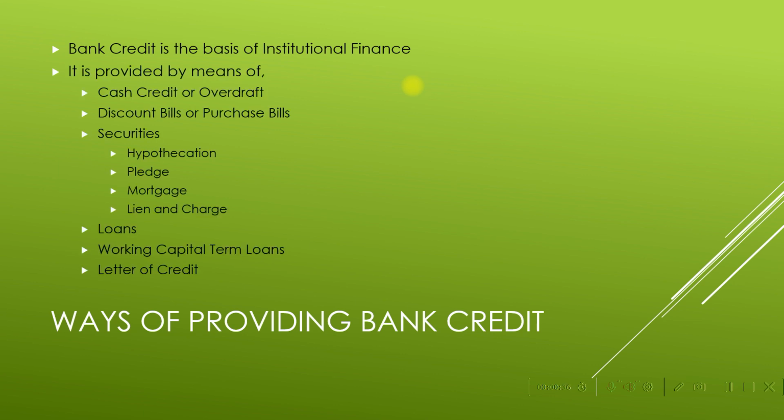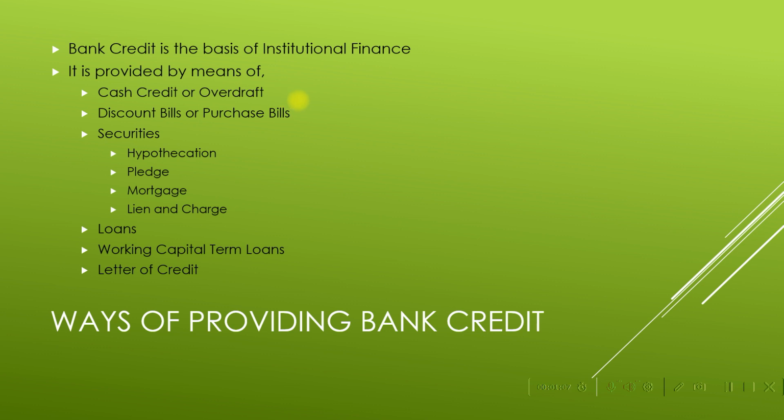Also, it is provided by means of cash credit or overdraft, discount bills or purchase bills, securities by way of hypothecation, pledge, mortgage, lien and charge. It's also provided by means of loans, working capital term loans and letter of credit. In this session, we'll go through briefly each of these items and we will see how bank credit is provided.